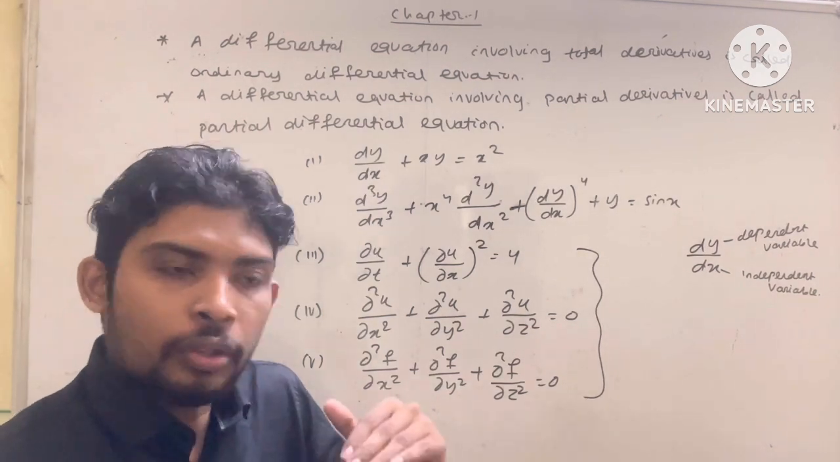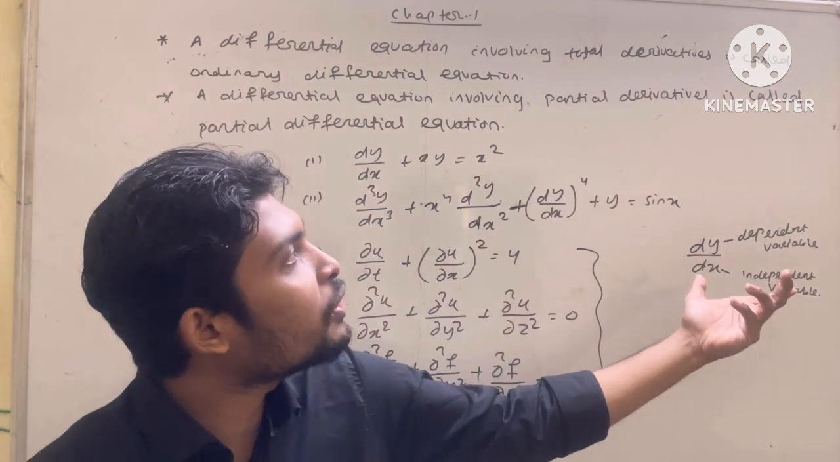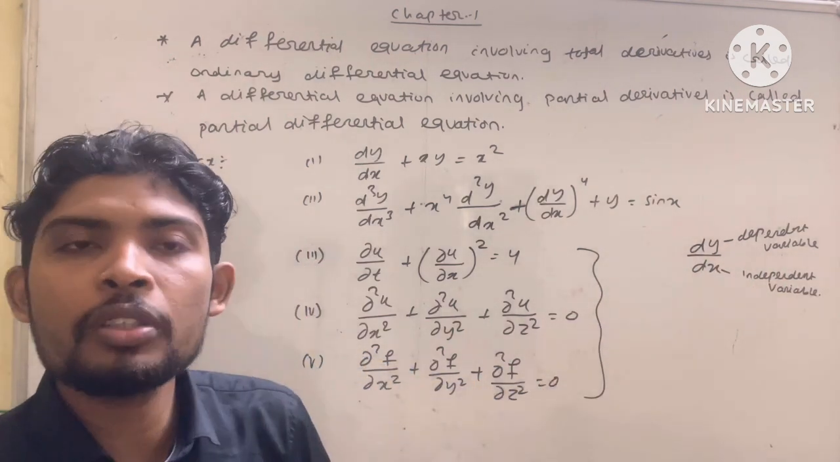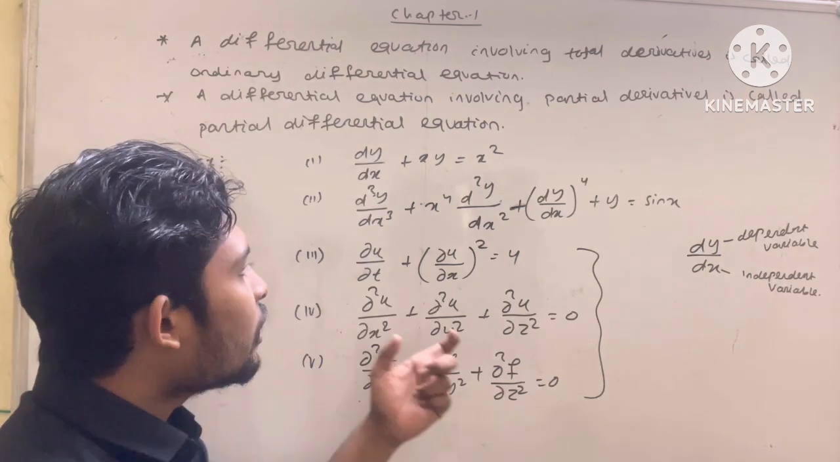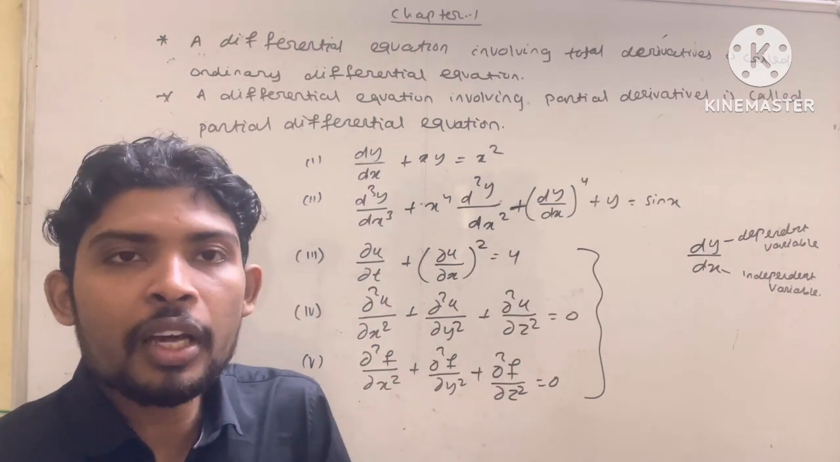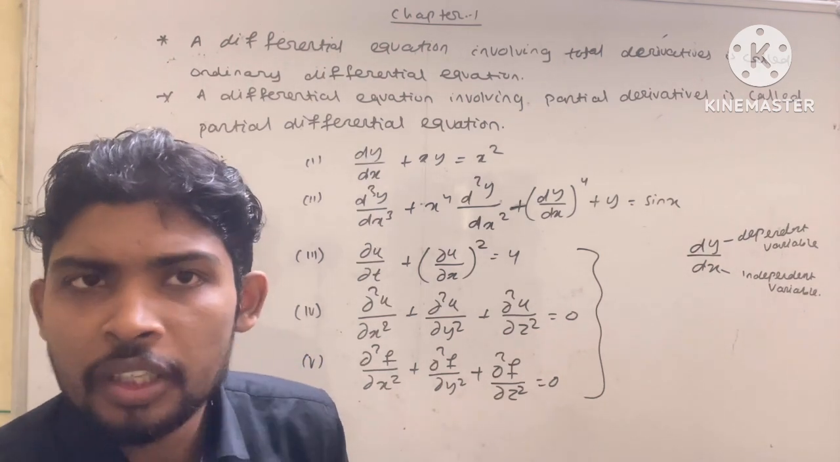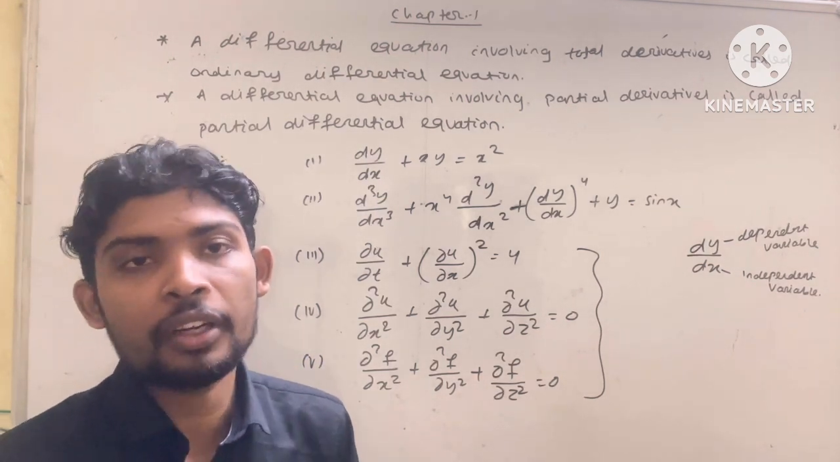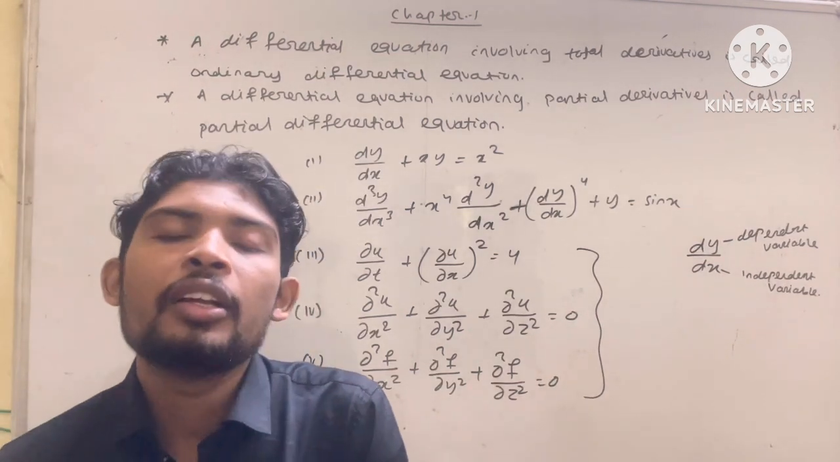If you have to simply define it in terms of independent variables: if it involves one independent variable, then it is called an ordinary differential equation. If there are more than one independent variables, then it is a partial differential equation. I hope you are clear about ordinary differential equations and partial differential equations.